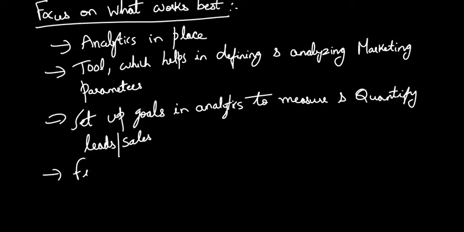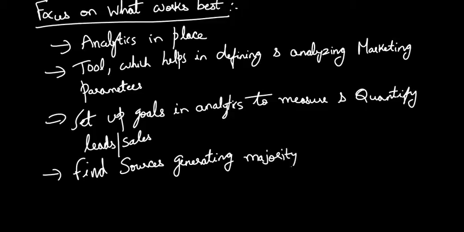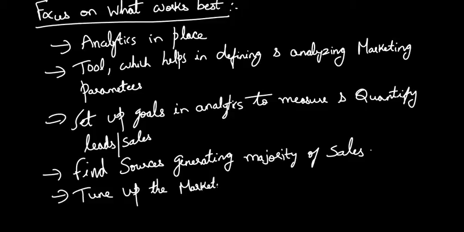And you need to find the sources generating the majority of sales to tune up the marketing budget. For example, if the majority of your sales is through online presence, then it is the major source for you to generate sales. So this will help you to tune up the marketing budget and allocate a significant amount of budget in your marketing strategies. And in addition to it, you have to follow the Pareto principle.